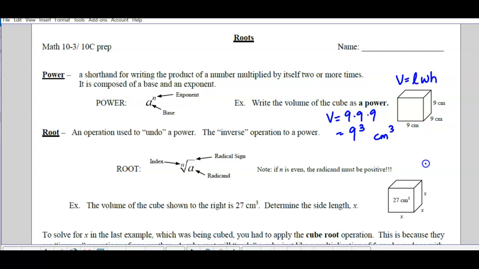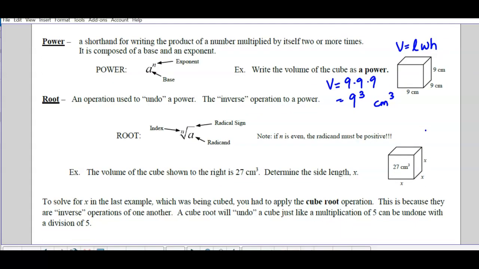Okay? So then what we're reviewing today, you've seen square roots, but we're learning more about them. So a root, that's an operation used to undo a power. The inverse, basically, of taking a power. So when you are multiplying, the opposite is dividing. When you're adding, the opposite is subtracting. When you're squaring, the opposite is square rooting. When you raise a number to a power of 3, the opposite is cube rooting, taking the third root.